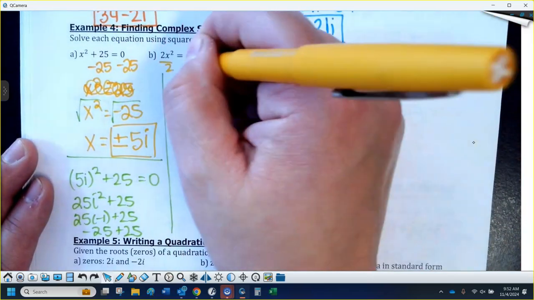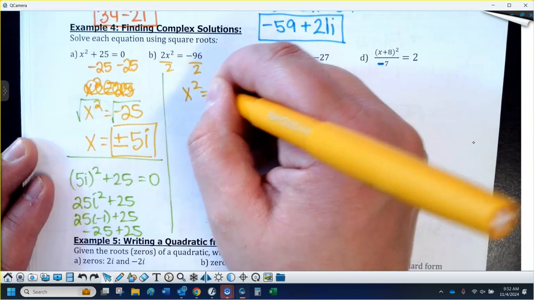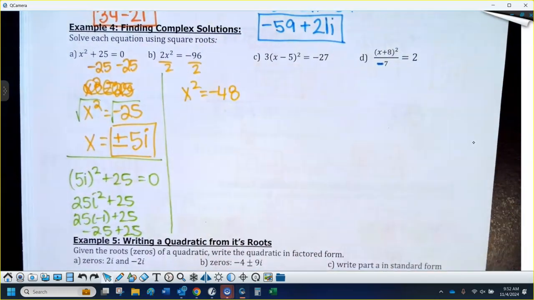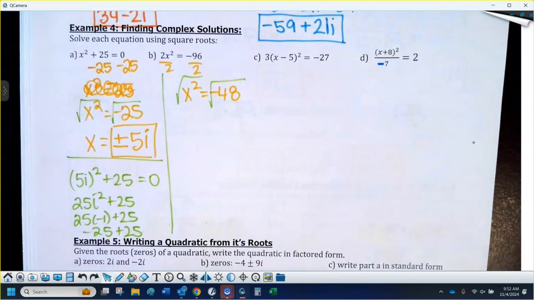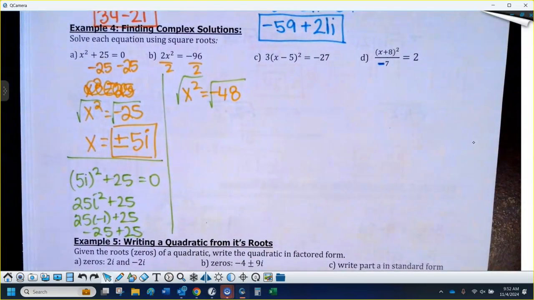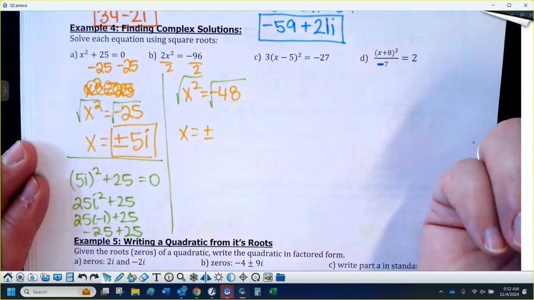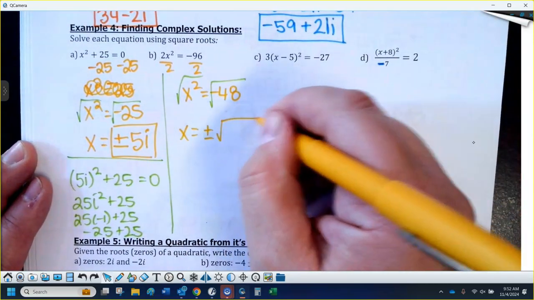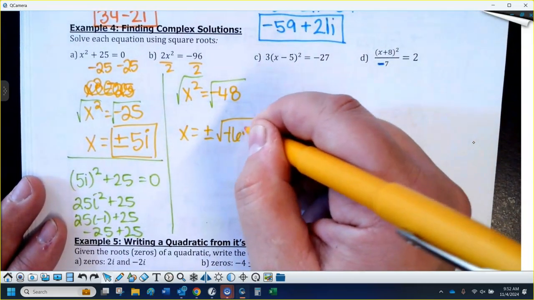This guy, I just got to do one step real quick, divide by 2. So I get x squared is negative 48. Now this one's a little bit icky, right, because it's not a perfect square. So I'm going to try and break that down the best I can. Anybody know the biggest perfect square that goes into 48? 16. And if you got a negative 48 here, just attach the negative with the perfect square.